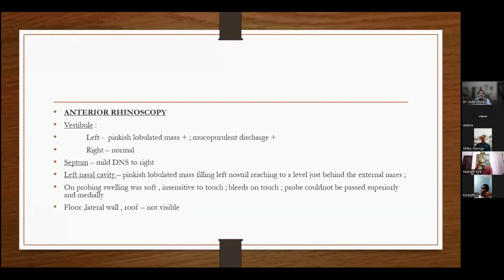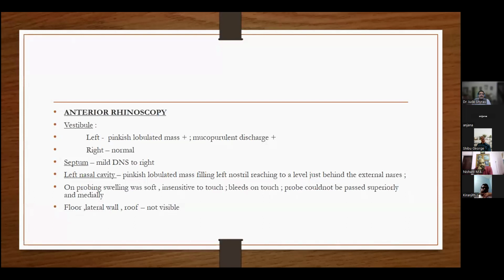So that you can see lesions in the vestibule, and more importantly, caudal dislocation of the septum. Again, in children, it is always better to lift up the tip of the nose and see.